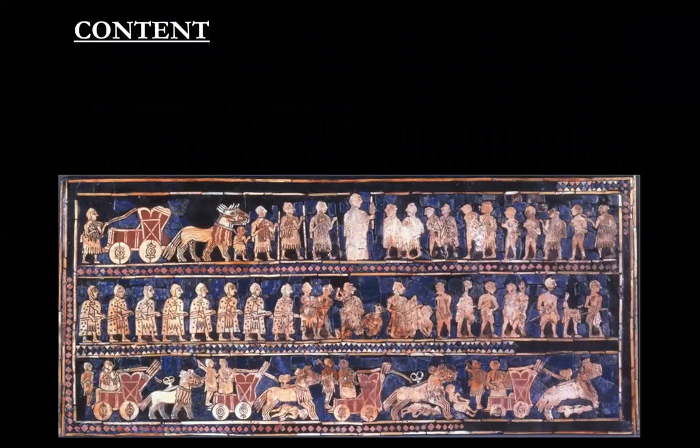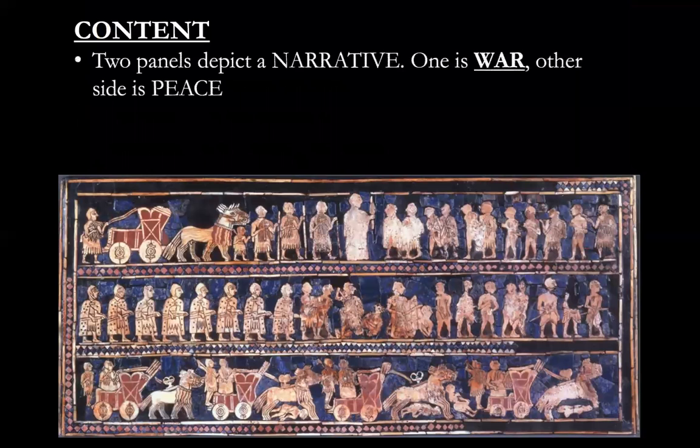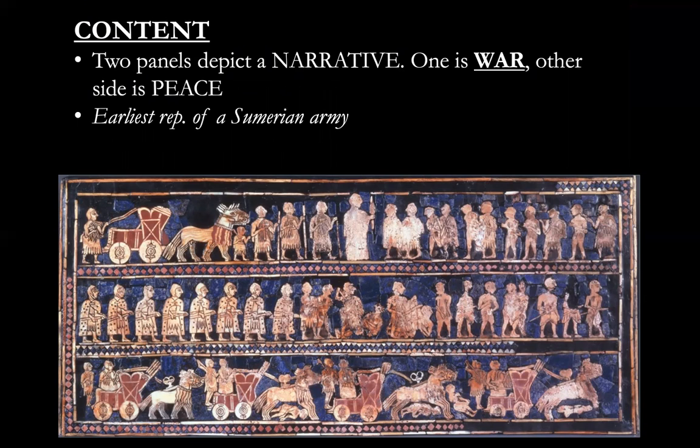All right, content. So what is this depicting? So there's 2 panels, 2 different sides, and it's depicting a narrative. One is war and the other side is peace. This is the earliest representation of a Sumerian army. I made narrative all caps because narrative is a theme throughout art history, and there's been essay questions where it says pick a piece that discusses a narrative and how that narrative communicates trade, or how the artwork communicates trade, or how it communicates colonization, or any theme in art history.